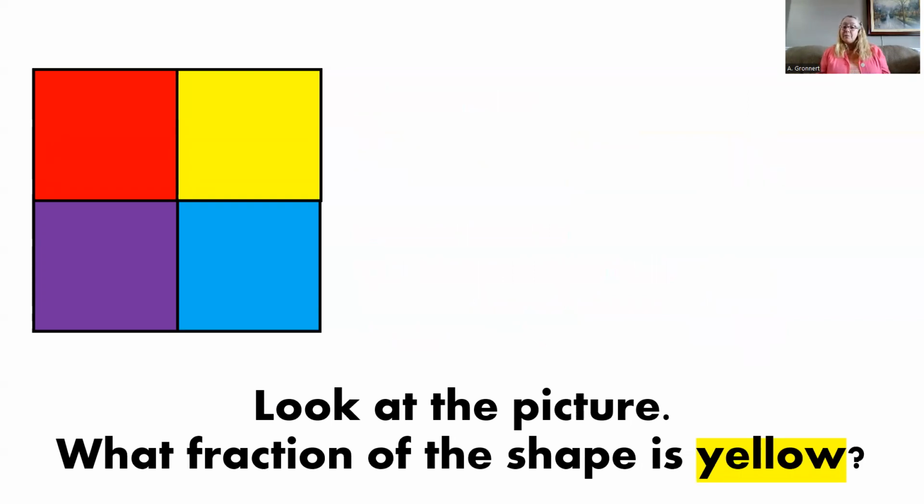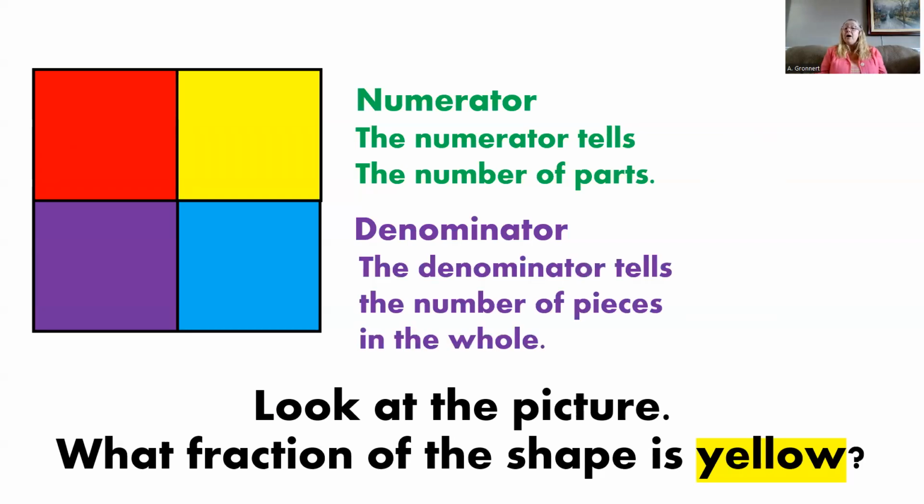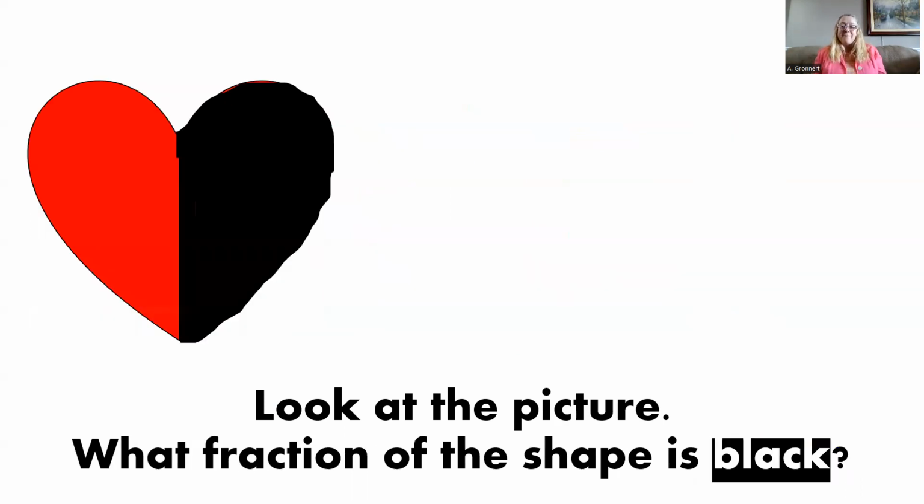Look at this picture. What fraction of this shape is yellow? So, remember, the numerator tells the number of parts. That's the number of yellow parts. And the denominator tells the number of pieces in the whole. How many pieces are there all together in the square? So what's the fraction? The fraction is 1/4. 1/4 of the square is colored yellow. Great job.